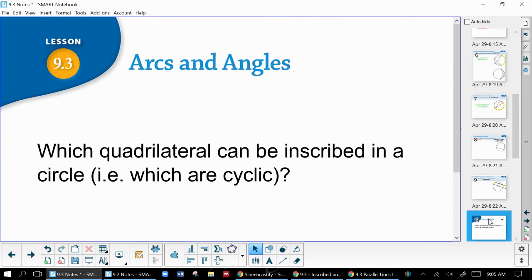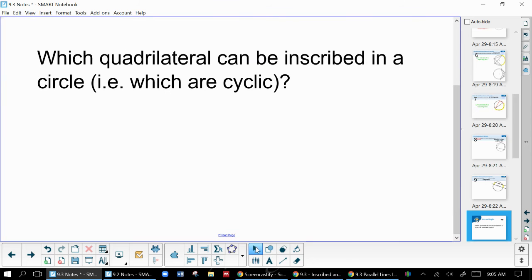Now, a couple of questions here, just to make you think about some things. What kind of quadrilaterals can be inscribed in a circle, i.e. which ones are cyclic? So think about that. What kind of quadrilaterals can you put inside of a circle and actually have the four corners touch the circle? Okay, so a lot of you hopefully thought about squares. Absolutely, squares are going to work. Rectangles, all rectangles are going to work. Then we took a look at things like parallelograms and rhombuses. Now, parallelograms and rhombuses are going to work if they're rectangles, but otherwise they're not going to.